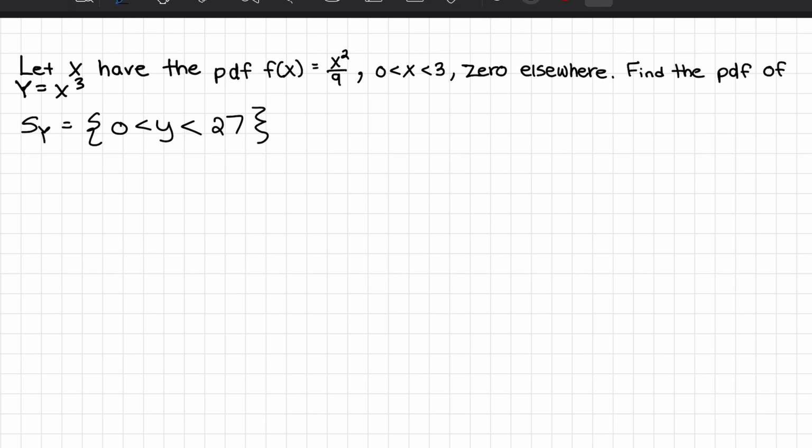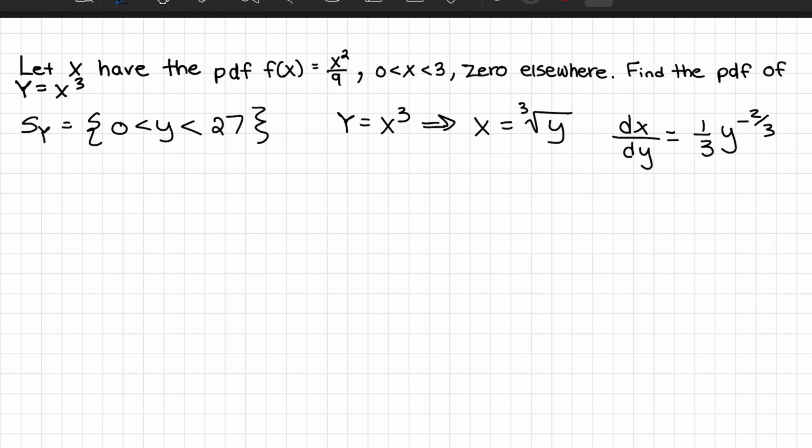Now we're going to find the inverse of our transformation, y equals x cubed. So we have y is equal to x cubed, which means that x is equal to y to the one-third, the cube root. And now we can find our Jacobian, which is basically just dx over dy, which will just be 1/3 y to the negative 2/3. We also have to find the absolute value of this, and the absolute value of this will just be the same thing.